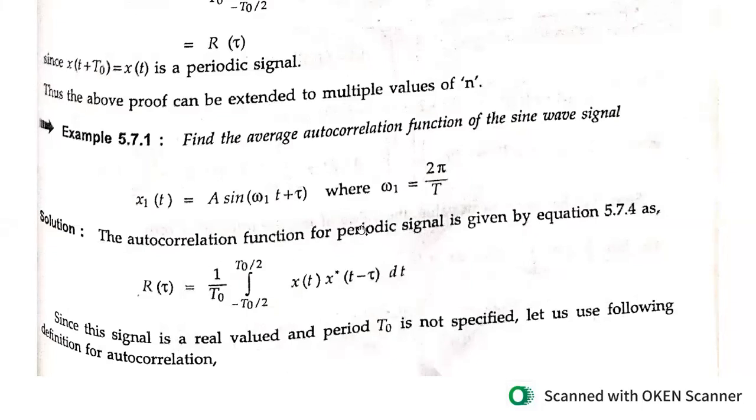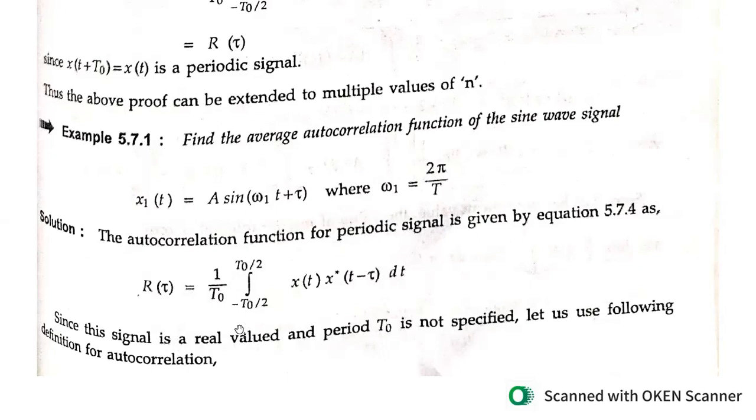Now here x1(t) is A sin(omega naught t), where you know omega 1 means the fundamental frequency, which is 2 pi by T1 or 2 pi by T0. Now you need to calculate the autocorrelation function. So R of tau is equal to, because it is given with some fundamental frequency, we need to write the formula for the periodic signal.